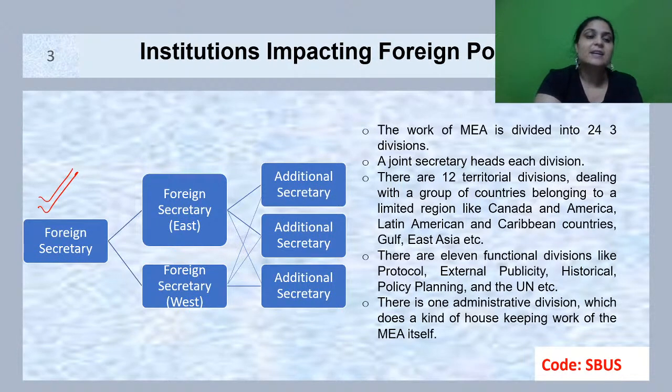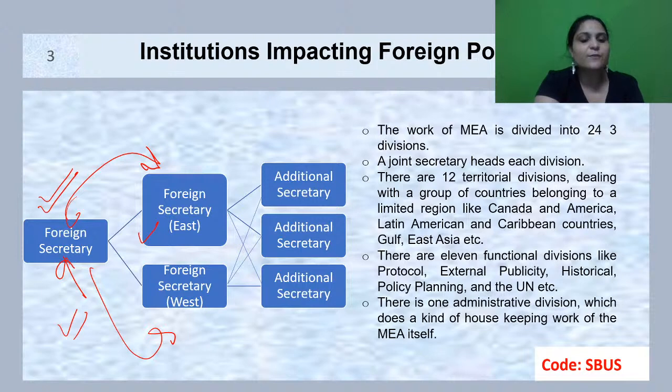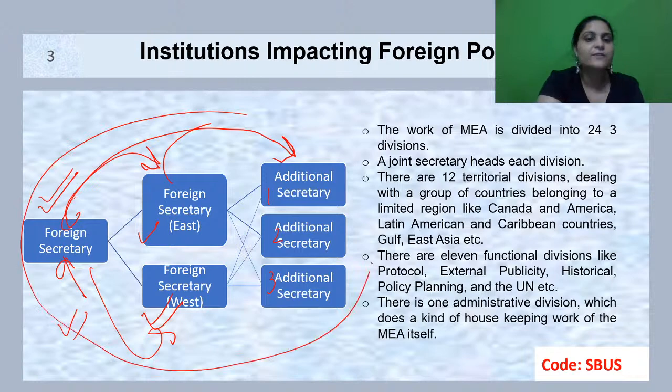Foreign secretary is actually, in fact, right now, as of today, our ex-foreign secretary S. J. Shankar is actually right now the foreign minister. He is now assisted by a foreign secretary. Now, this foreign secretary is assisted by two other foreign secretaries, one for foreign secretary East, one for foreign secretary West. He is also assisted additionally by 3 additional secretaries. So that is the entire structure, at least when it concerns the first 3 levels.